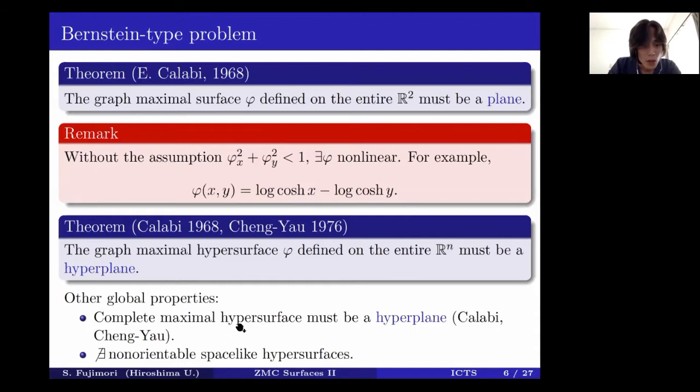This is not only for maximal surfaces, but any space-like hypersurface must be orientable, because the unit normal lies in a connected component of the two-sheeted hyperboloid. So if the surface is an immersion, then the space-like surface is always orientable.